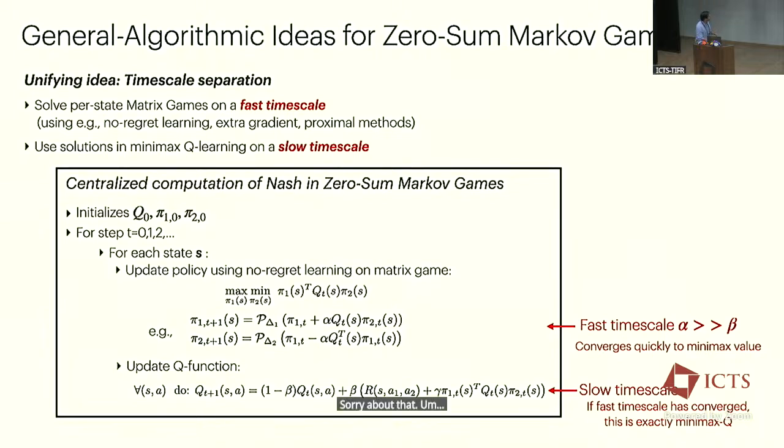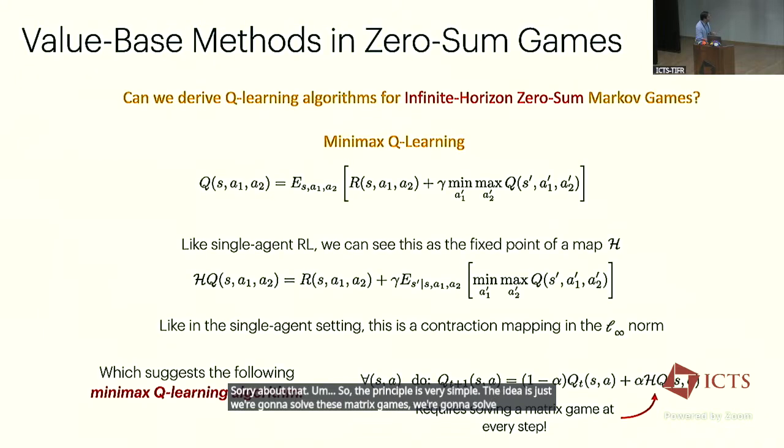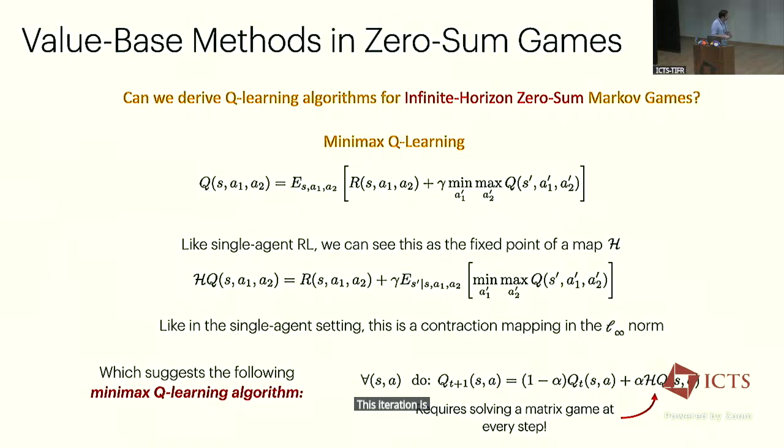So the principle is very simple. The idea is just we're going to solve these matrix games. We're going to solve each of the matrix games in this expectation on a very fast time scale. And then on a slow time scale, we're just going to implement this algorithm. And the idea is if we're solving the matrix games faster than this iteration is updating the Qs, then we're basically going to perform this algorithm on the slow time scale.